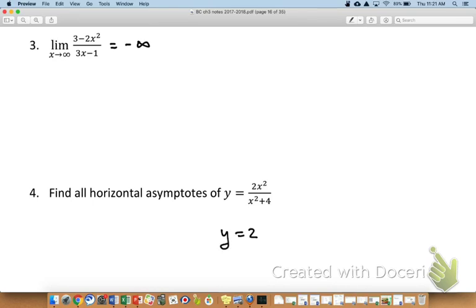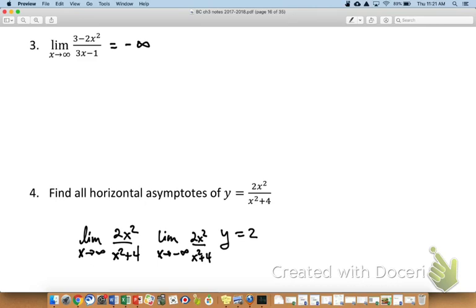Y equals 2. And again, that would be arrived at by doing the limit as x heads towards infinity of 2x squared over x squared plus 4. And then technically, you'd also want to consider the limit as x heads towards negative infinity of the same thing. It ends up being a 2 in both cases, but you technically want to consider both directions, right? It says find all horizontal asymptotes. Can there only be one? You can have 2. Yep.